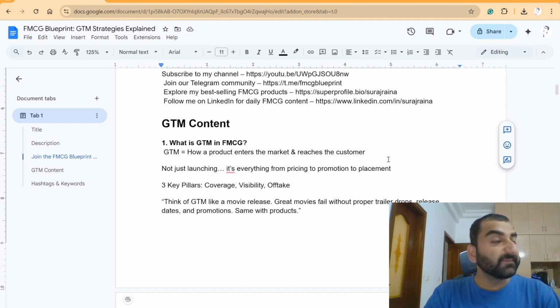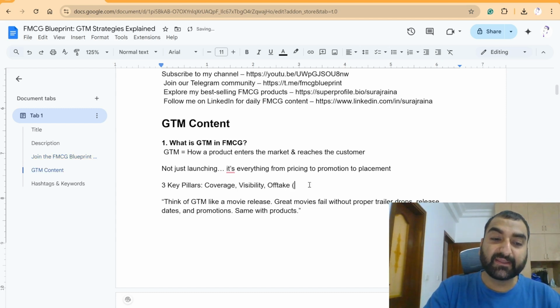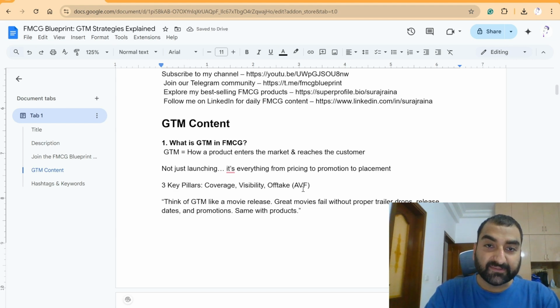Okay, so GTM has three key pillars: coverage, visibility, and offtake. You can also define it as AVF. This is the common term that I use in my interviews. So it is basically availability, visibility, and freshness. If you have all these three things, offtake will definitely happen. It is a byproduct of availability and visibility. So availability comes under coverage, visibility comes under visibility, and freshness ensures regular offtakes of your product, right?